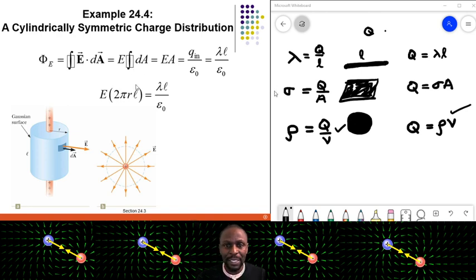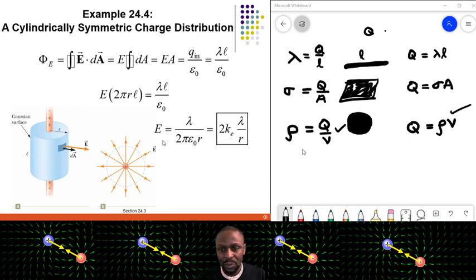Do you see now in this case, the integral of dA, because this is a cylinder, is 2 pi r L. Remember, the area of a cylinder is 2 pi r h, where h is your height. But in this case, our height is just the length. Now if you rearrange the equation, the L will cancel. This is what you are going to have as your electric field.